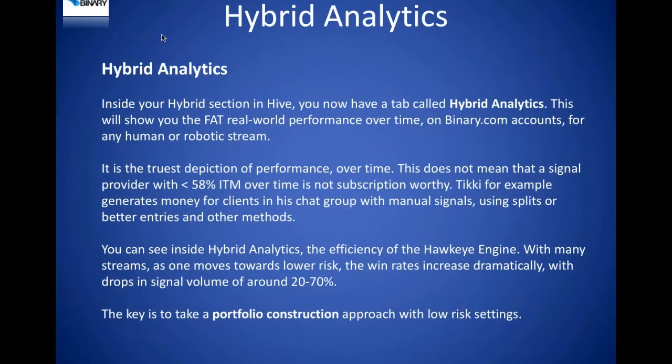So, hybrid analytics. Inside your hybrid section in your Hive unit, you now have a tab called hybrid analytics. This is separate to the plain vanilla analytics that you see at the top of Hive. This is specifically inside your hybrid tab. This will show you the fully automatic trading, real-world performance over time on binary.com accounts, whether it's virtual accounts or the real money ones, for any human or robotic streams over the last year. Since Hive launched on June 1st, 2015, I believe it was, it's been around 8-9 months.